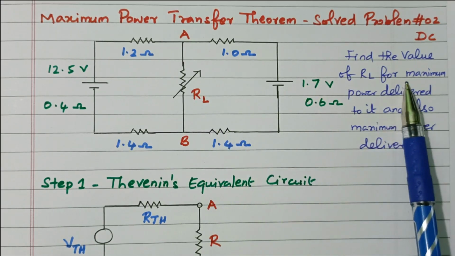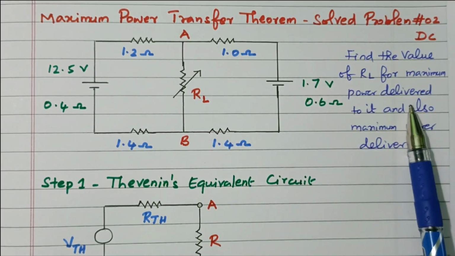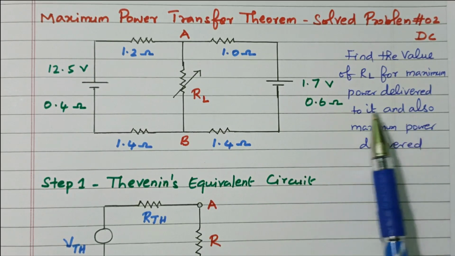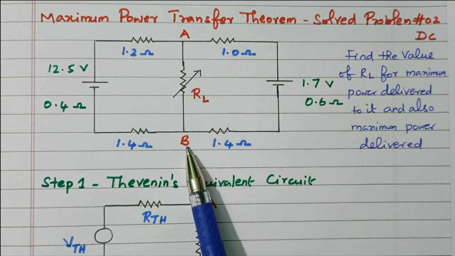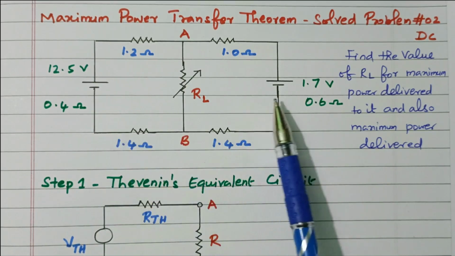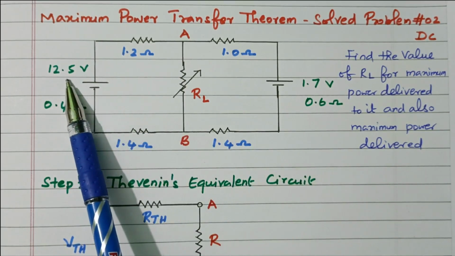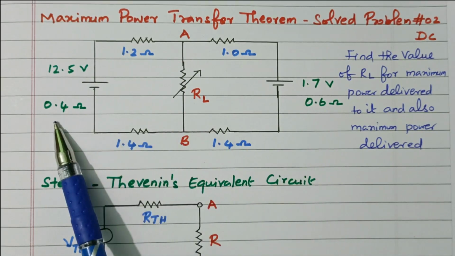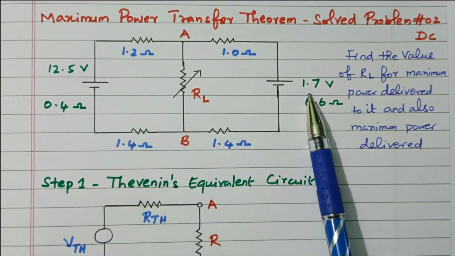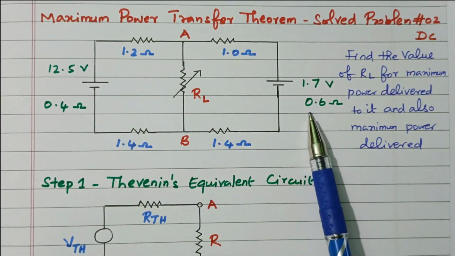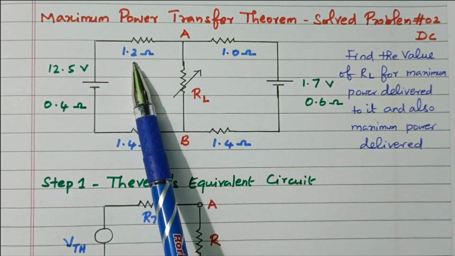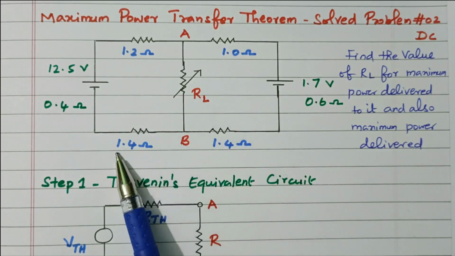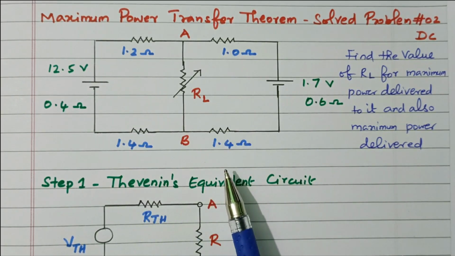So the condition is clearly given, maximum power is delivered, so we can apply the maximum power transfer theorem to this circuit. The load terminal is marked as AB. We have two voltage sources available, 12.5 volts with internal resistance 0.4 ohm and 1.7 volts with internal resistance 0.6 ohm, and four resistors are available, 1.2 ohm, 1 ohm, 1.4 ohm and 1.4 ohm.